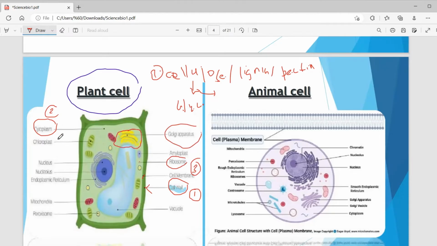Then you can see the chloroplast. This is a chloroplast structure. And this is a nucleus. You can see this is a nucleus and nucleolus. It consists of the most fundamental genetic materials. And also endoplasmic reticulum. It is a smooth and rough endoplasmic reticulum.